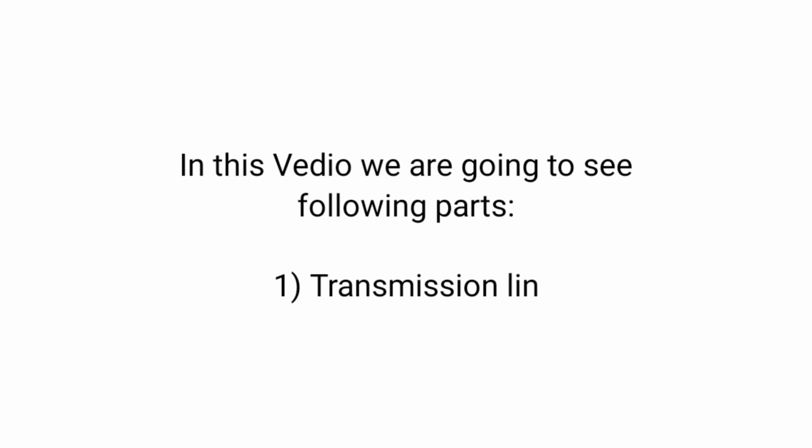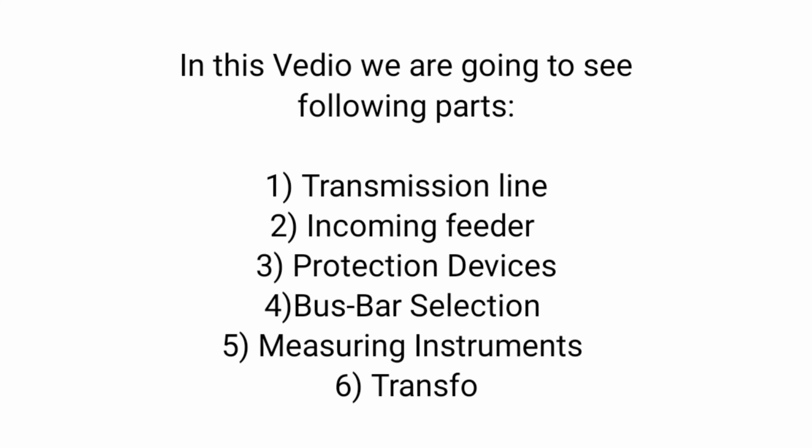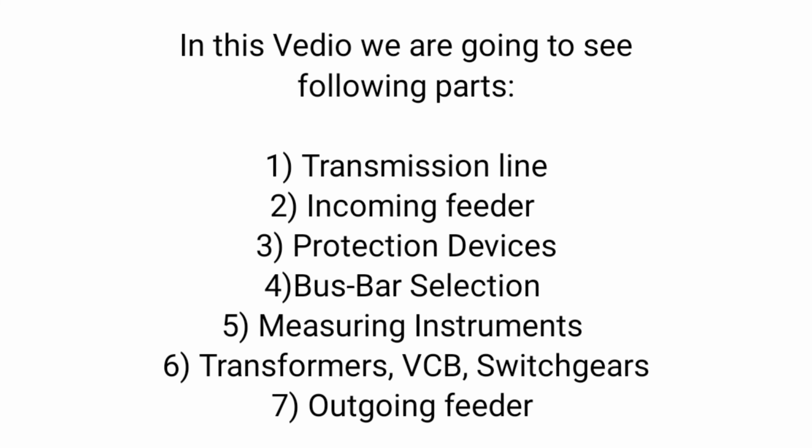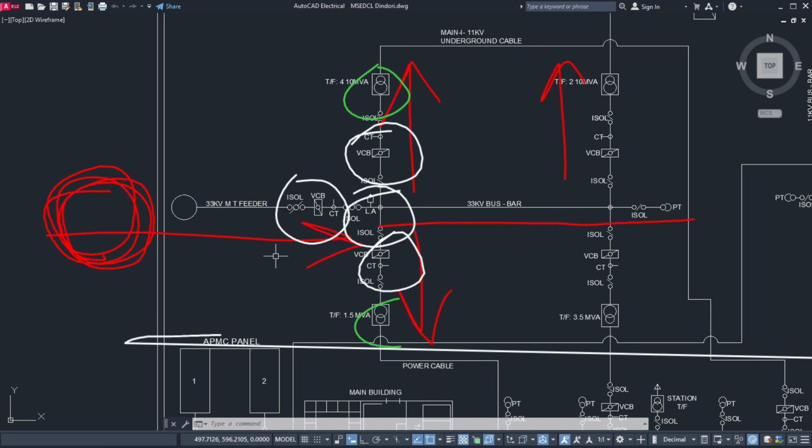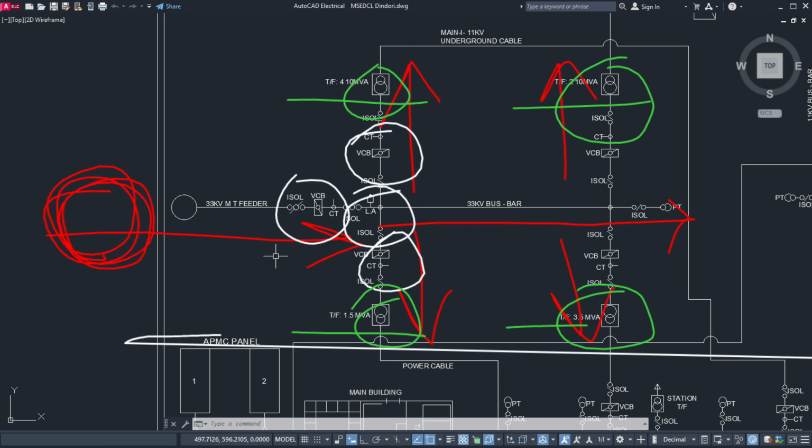In this video, we are going to see the following components of the substation transmission line: incoming feeder protection devices, busbar selection, measuring instrument, transformer, VCB, switch gears and outgoing feeders line. So first of all, we are going to draw the electrical circuit diagram in AutoCAD Electrical as per the substation, for our better understanding and for the project guidelines for the further upgradation.